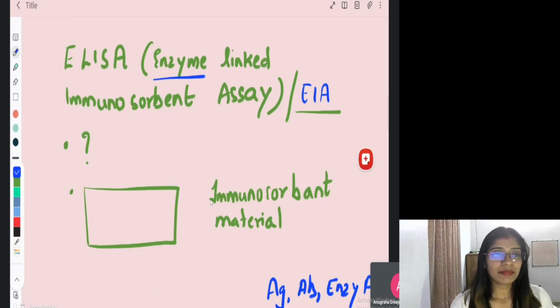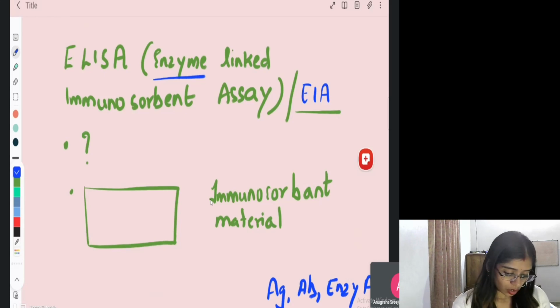Now, tell me what is this ELISA? Yes, you're right. It is a diagnostic test. Just like how we do a blood test to understand if the patient has a disease or not, let's say TB or HIV. ELISA is a diagnostic test to find out diseases like HIV, TB, or rotavirus, hepatitis. A lot of diseases we can find out by doing ELISA.